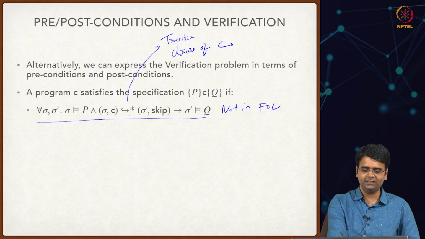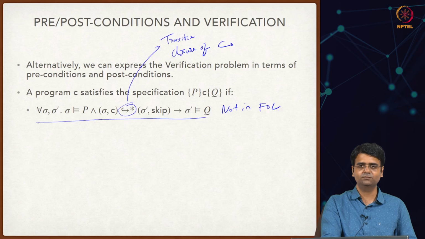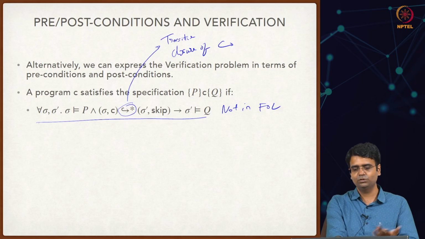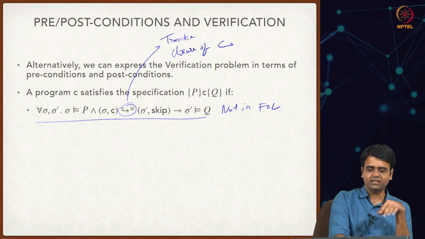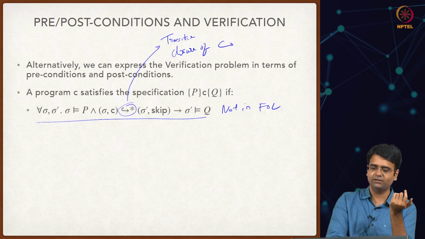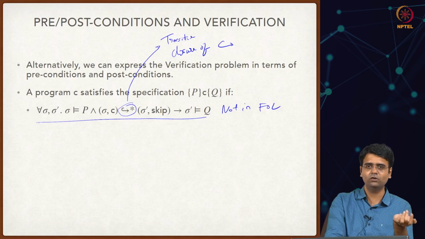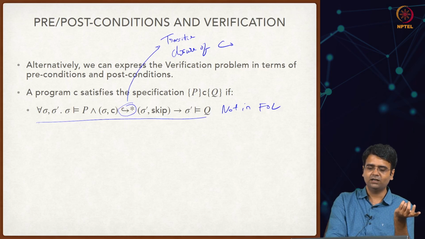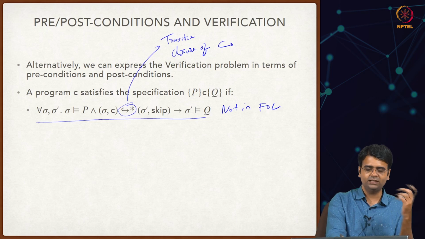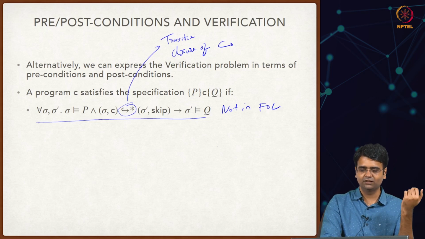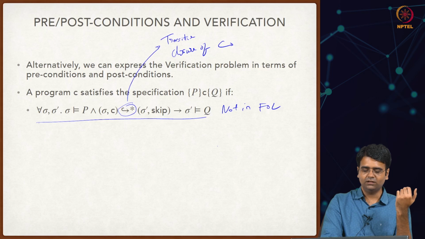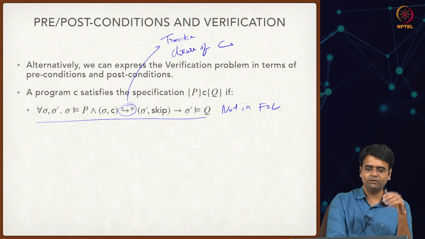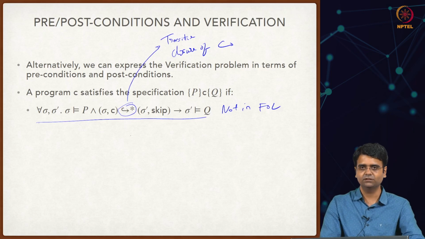Because we have already seen that things like this transitive closure cannot be expressed in first order logic. So this we are just using for the sake of exposition. You cannot construct an FOL formula like this. You cannot pass an FOL formula like this to any SMT solver, because something like this transitive closure cannot be expressed in FOL. Okay. So we have defined this particular definition and we have used FOL only for the sake of exposition here. Okay.